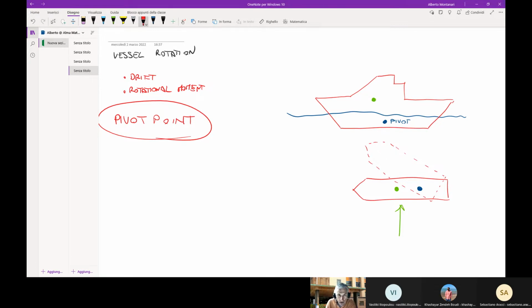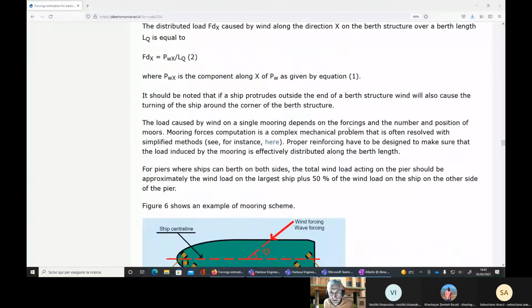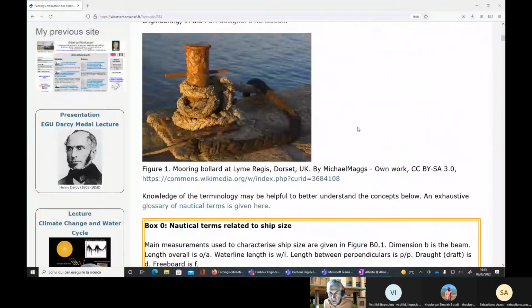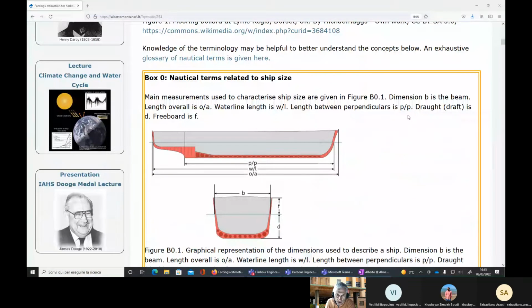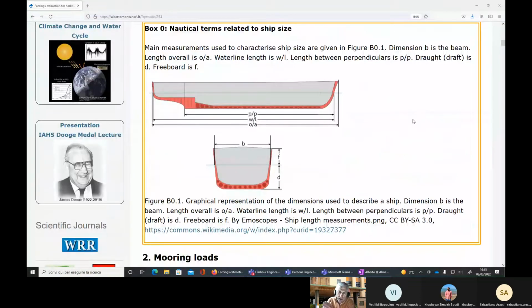Okay, now I think with the wind forces we may close here. Let me go back to my website. If we wanted to make a brief summary, what should we say now? Let me go to this page and go to the beginning. A brief summary of what we did, which may help you also to identify potential questions for the exam. So first of all, we talked about nautical terms related to ship size. Fine, this is a premise. So just be sure that you know what is the draught, what is the freeboard, what is the beam, what is the length between perpendiculars, and what is the waterline length, etc.